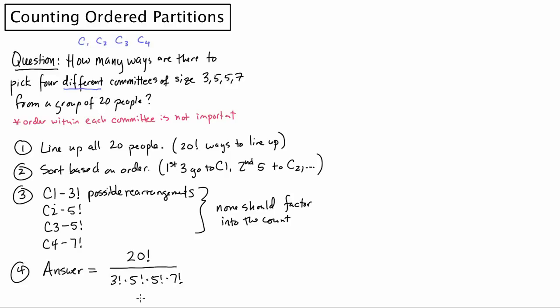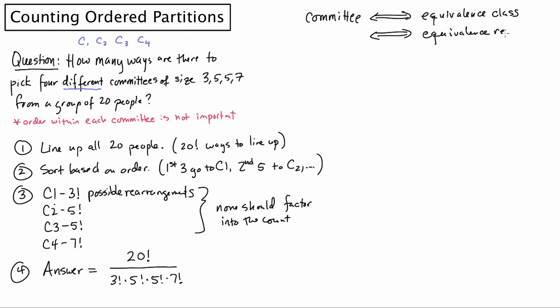So that's our answer. And the question here is, how does this tie back into the idea of a partition? How does it tie back into what we've been talking about so far? Well, I can think of the committee for this particular example as being sort of synonymous with or equivalent to the concept of an equivalence class. And when I do that, that immediately imposes a relation. So I can think of the equivalence relation as being the relation belongs to same committee.